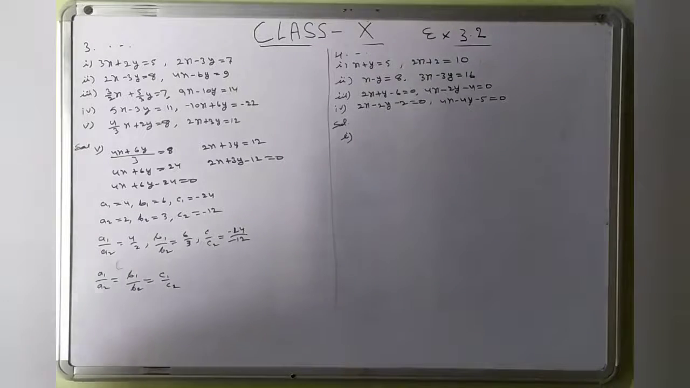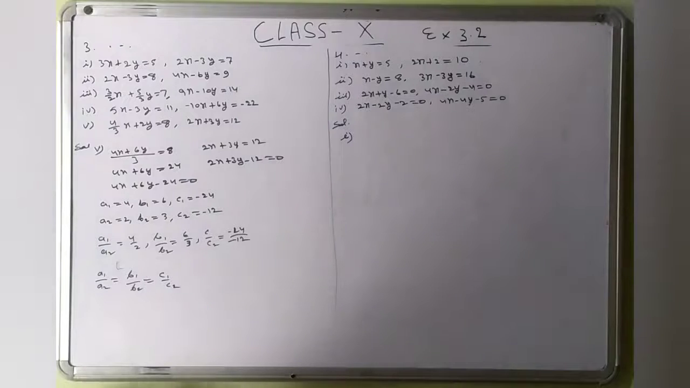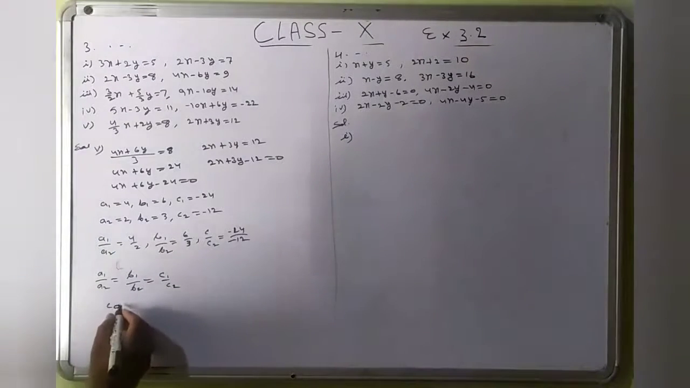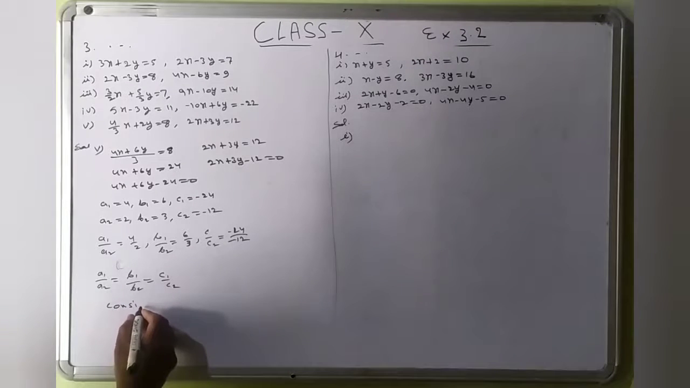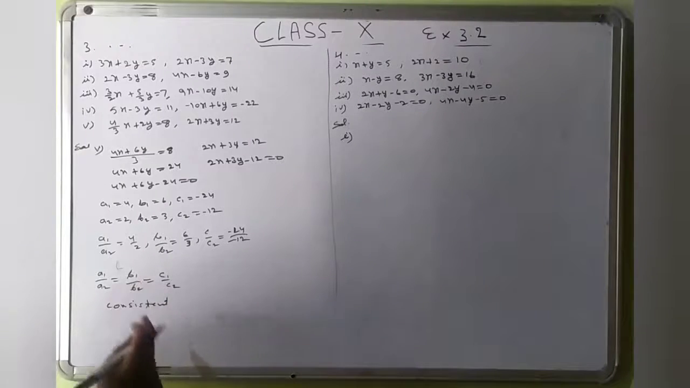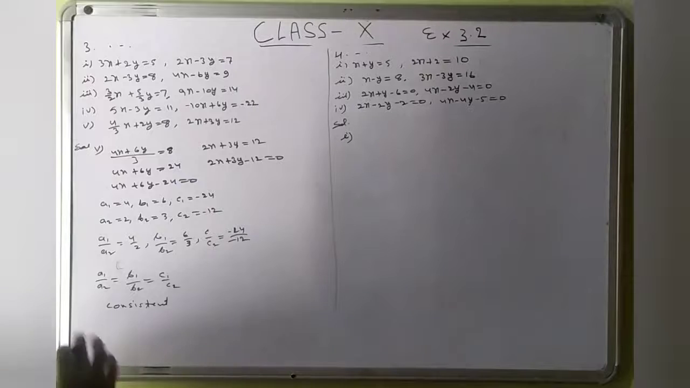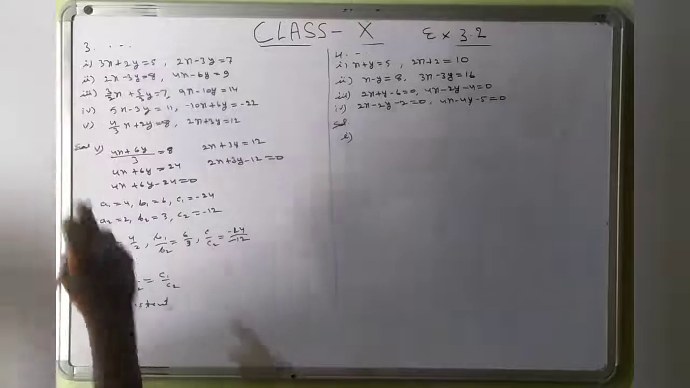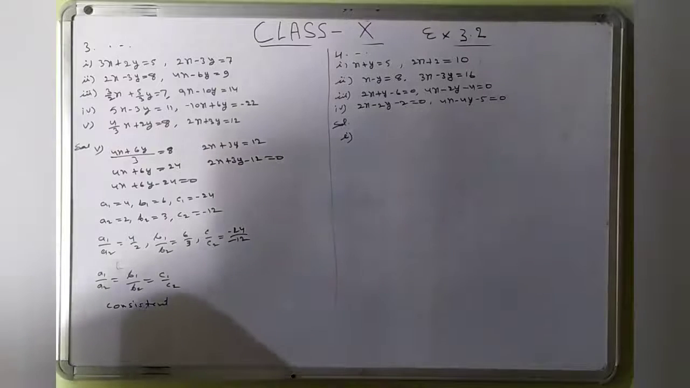In that case, the lines are coincident, not parallel, so it is consistent. If the lines are parallel, then you write inconsistent, otherwise you write consistent. Similarly you can do the first, second, third and fourth parts easily, no problem.